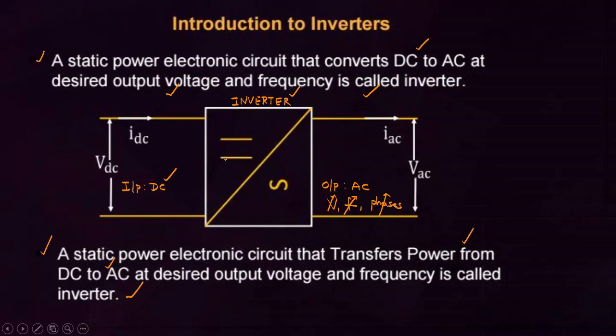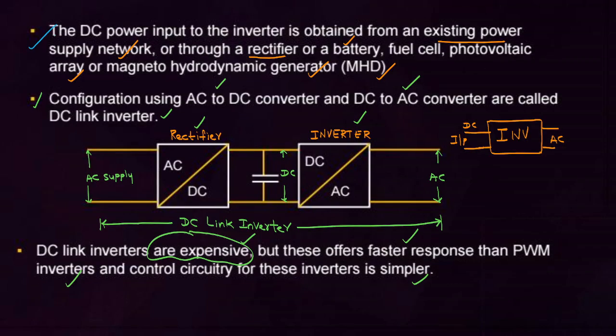The static power electronic circuit which converts DC to AC at variable voltage, variable frequency and variable number of phases. That is, in inverters at output side, we can control the voltage, we can control the frequency, we can also control the number of phases. Sir, what do you mean by controlling the number of phases at output side? DC to single phase AC we can convert, DC to three phase AC also we can convert. That is the meaning of controlling the number of phases at the output side. These are some introduction points with respect to inverters that you have to concentrate.